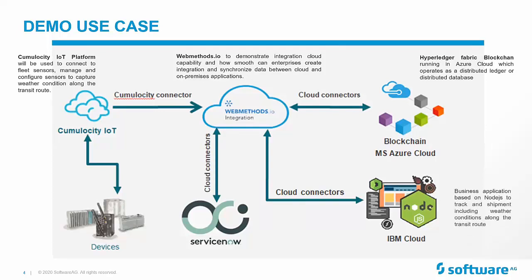A business application built using Node.js running on IBM Cloud will be used to demonstrate tracking the shipment, including weather condition and transit routes. Finally, we are using ServiceNow, a software as a service application running on cloud, which is used to log and create incident tickets in case of violation of temperature and geofence routes.